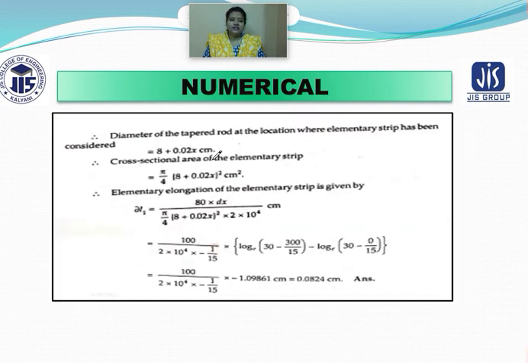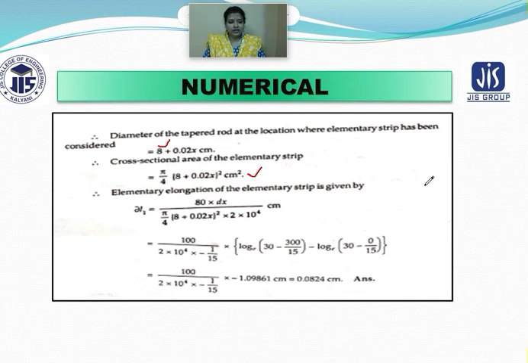Now if I ask you what is the diameter of the taper rod at the location where the elementary strip has been considered. For the small particular strip, the diameter will be d plus 0.02x, where you have to add the small d. If I ask you the cross section, it is pi by 4 into (d plus 0.02x) whole square. So you are able to calculate the area.